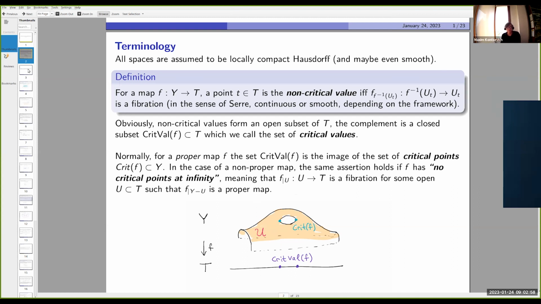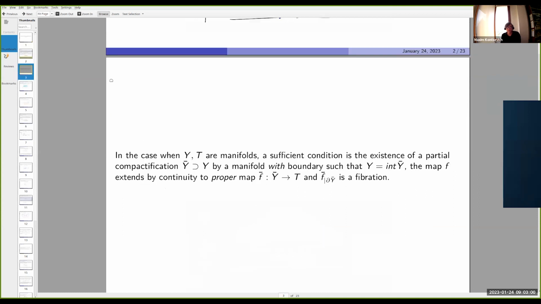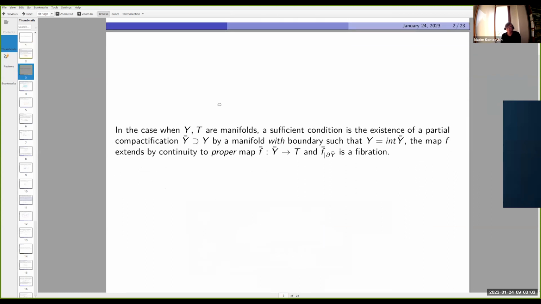So that's just terminology, what critical values are. A little remark: when you have a map of manifolds, a sufficient condition not to have critical points at infinity is to have a partial compactification by a manifold with boundary. The target could be non-compact. So my manifold will be the interior of this partial compactification, and the map extends by continuity to a proper map, and on the boundary it's a fibration.